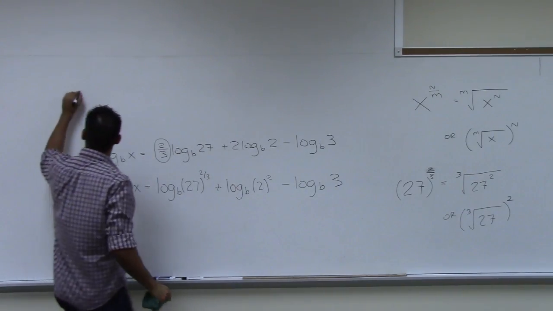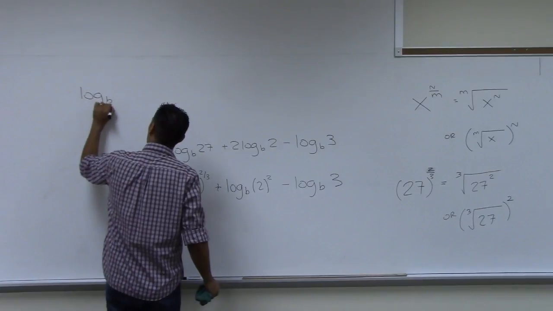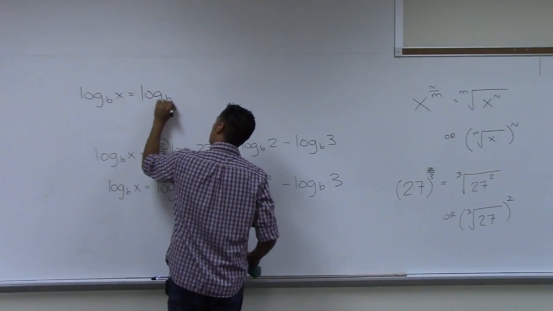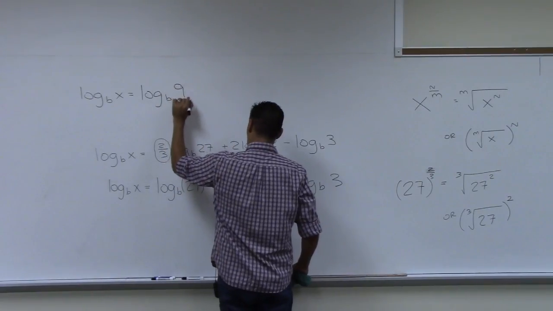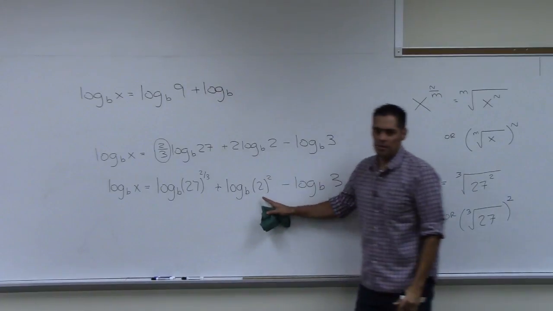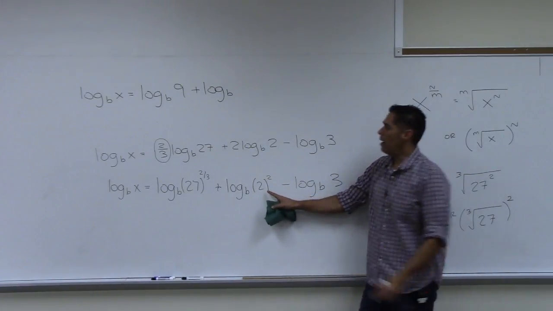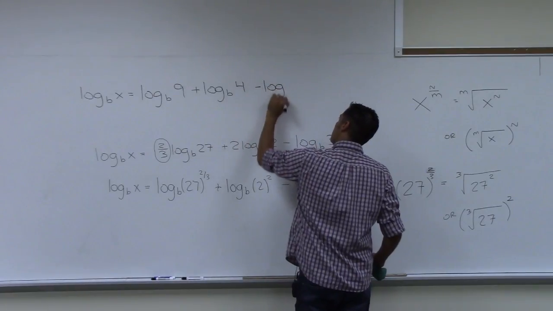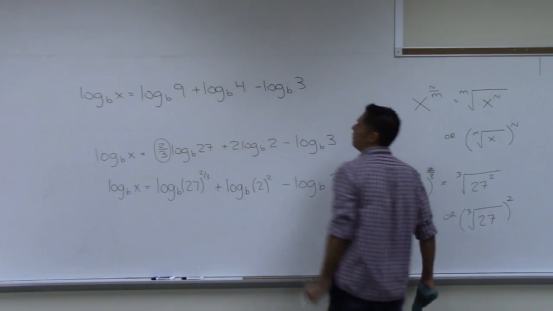So the next line becomes log base b of x equals log base b of 9, plus log base b of, now this one is not as difficult, 2 squared is 4, right? So 4. And then minus log base b of 3.